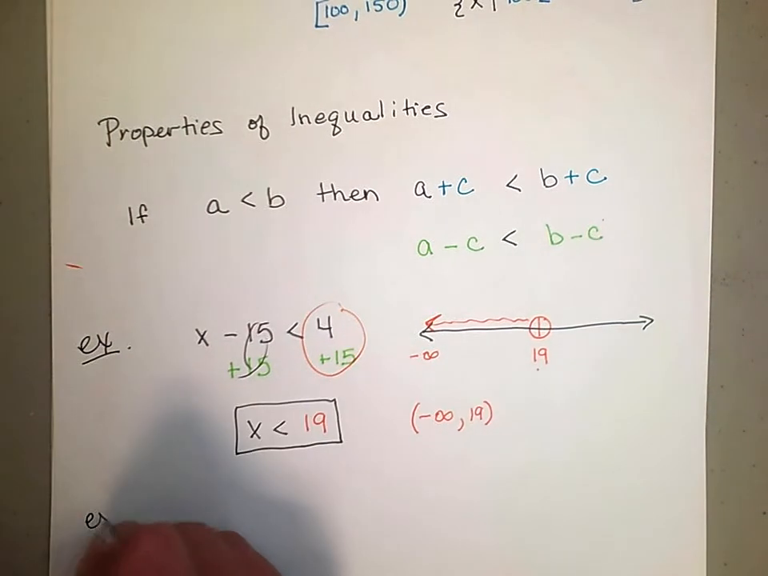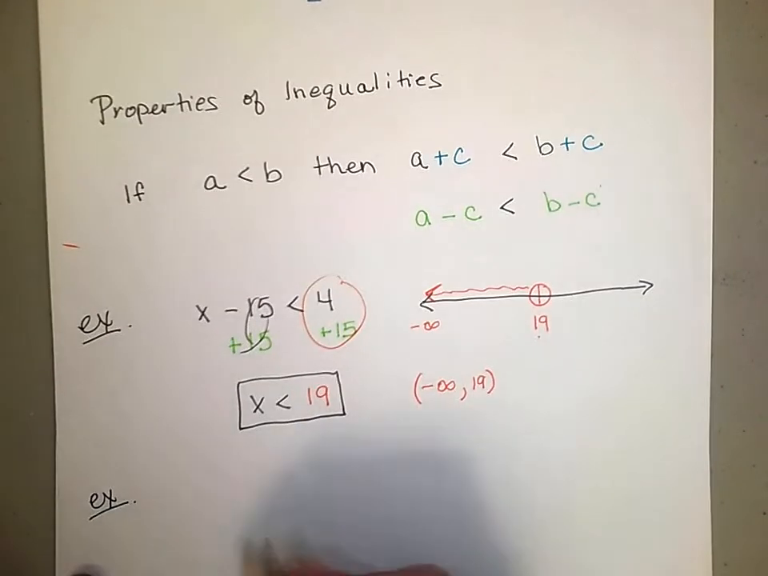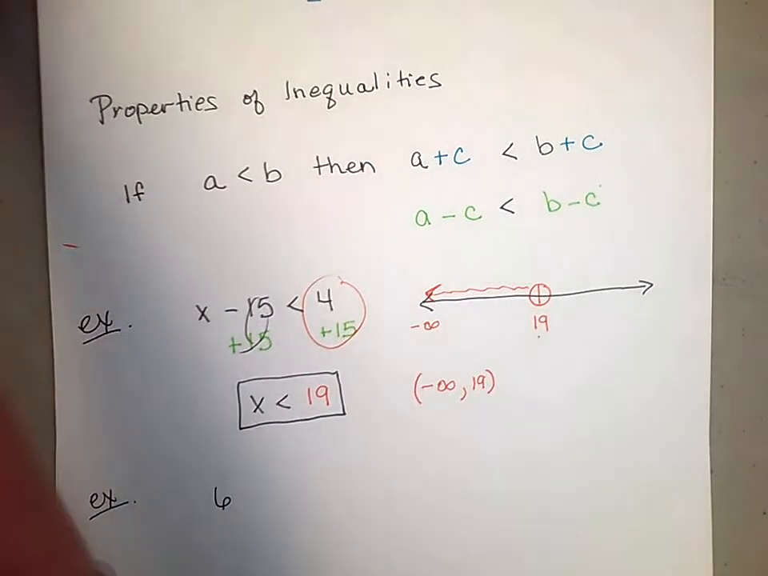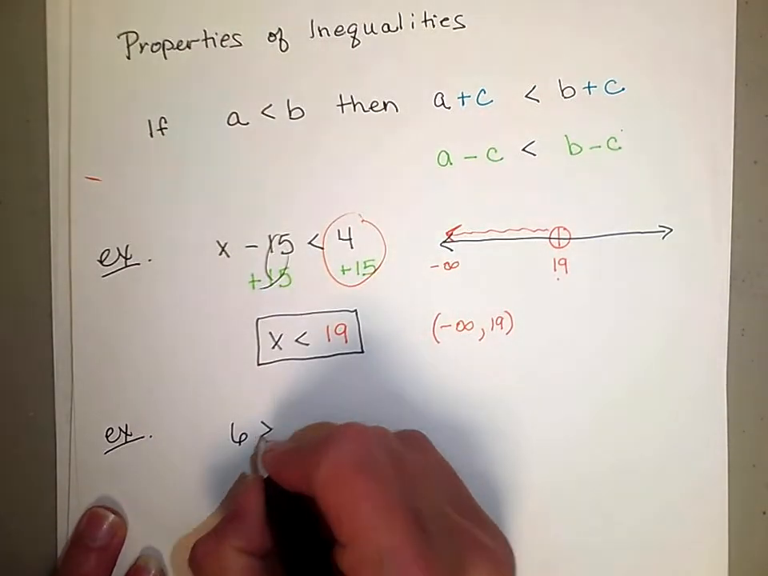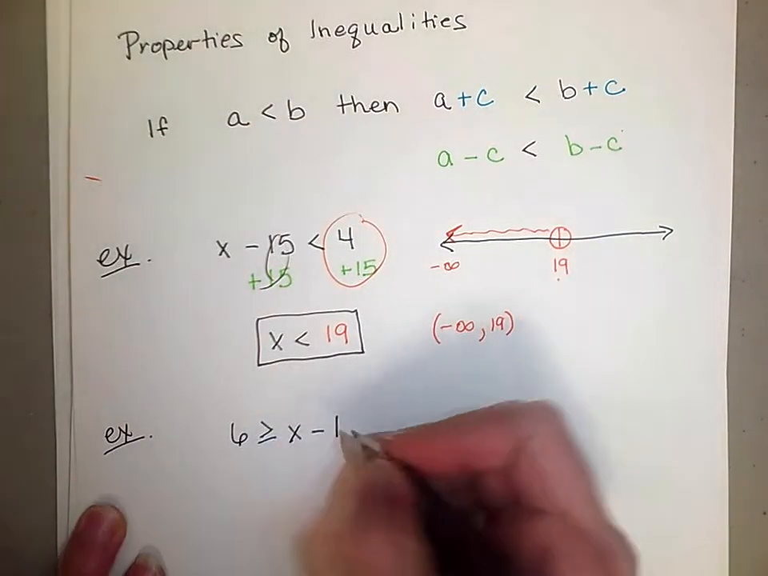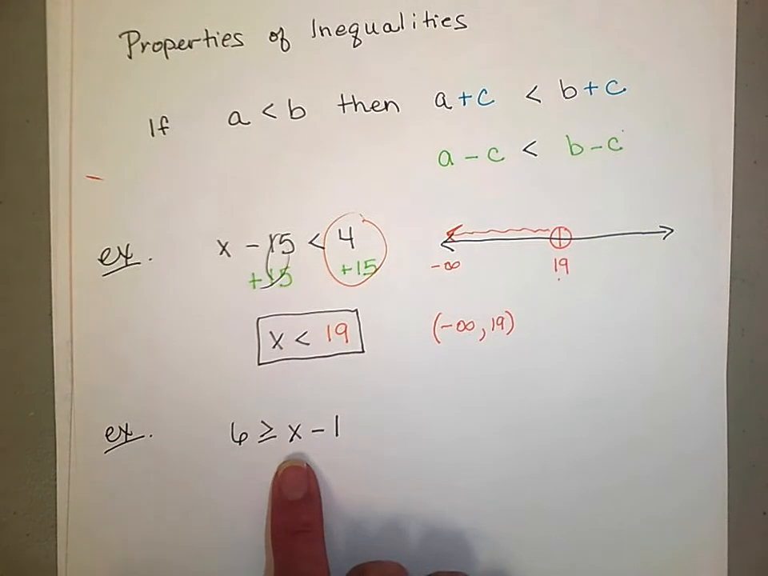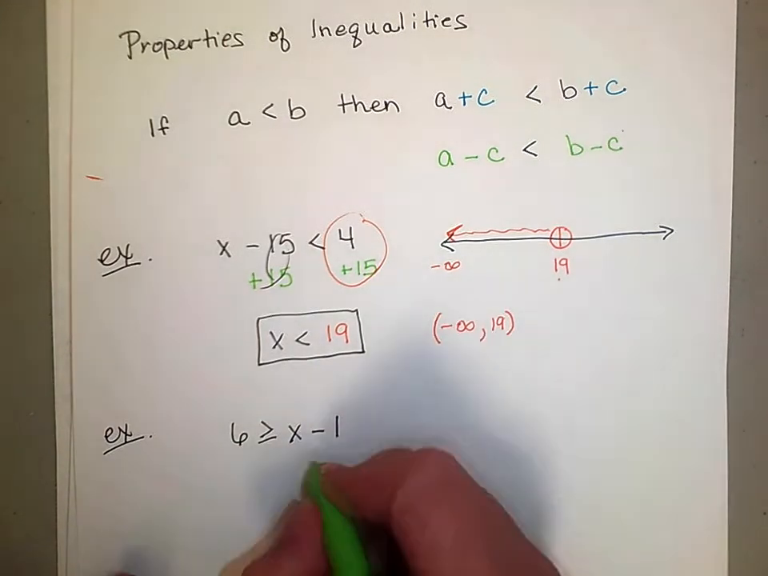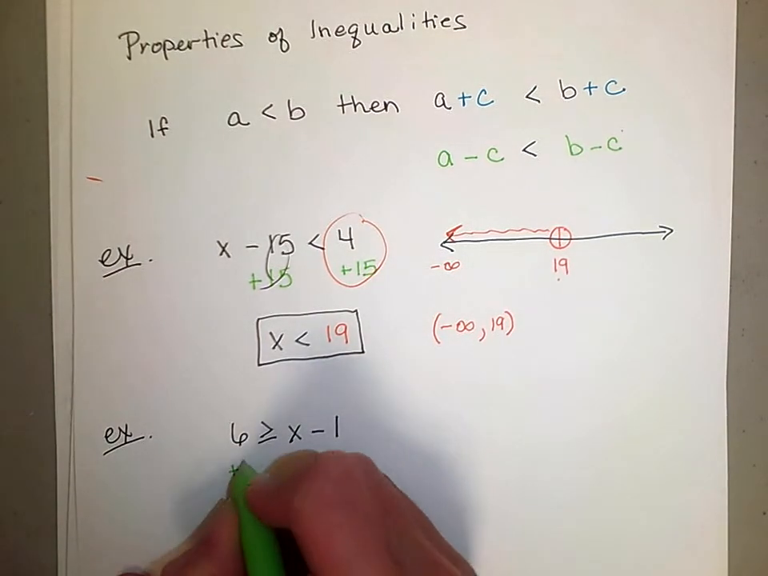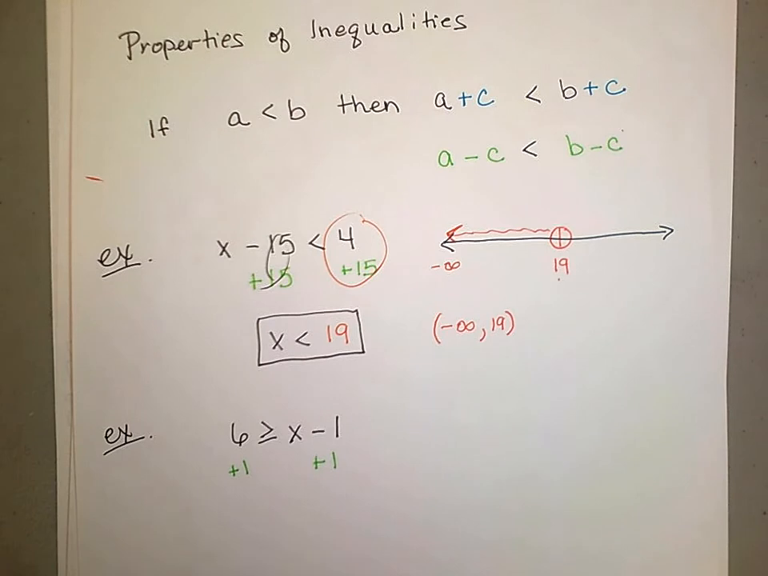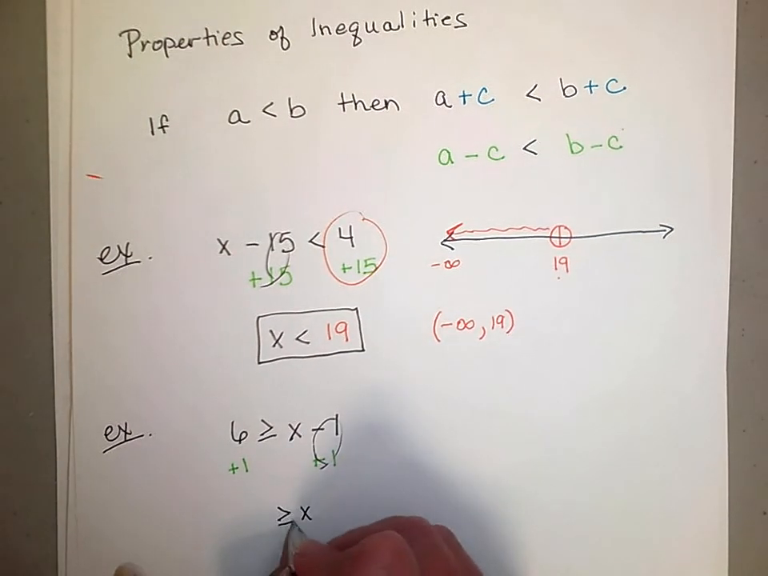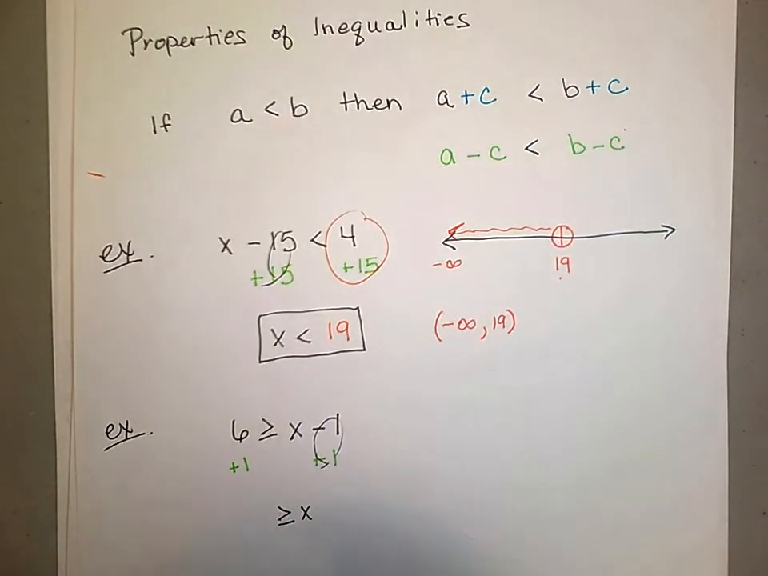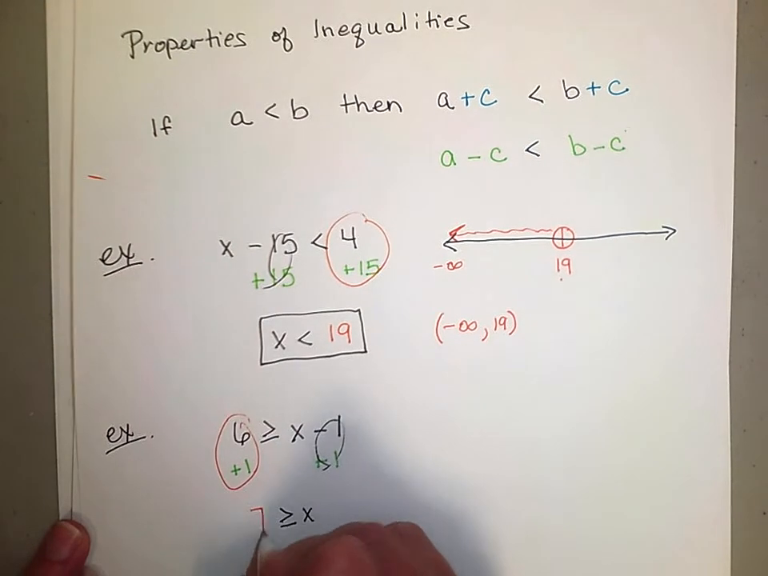We can do one more example like that. If we have 6 is greater than or equal to x minus 1, I want to undo what's happening to x, so I can add 1 to both sides. This will go to 0, and then 6 plus 1 is 7.